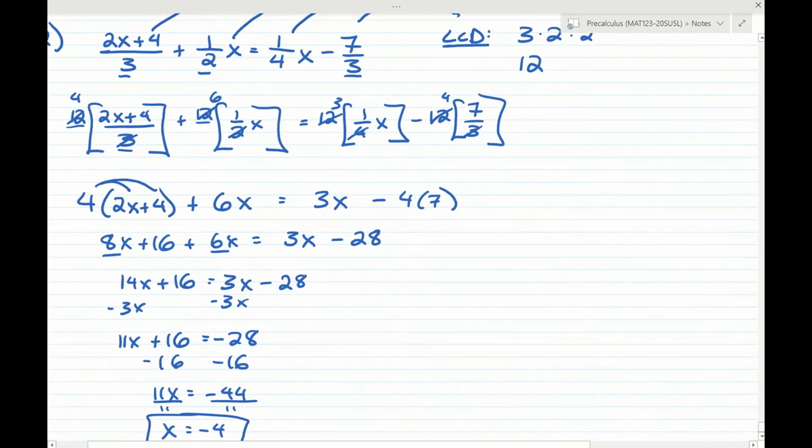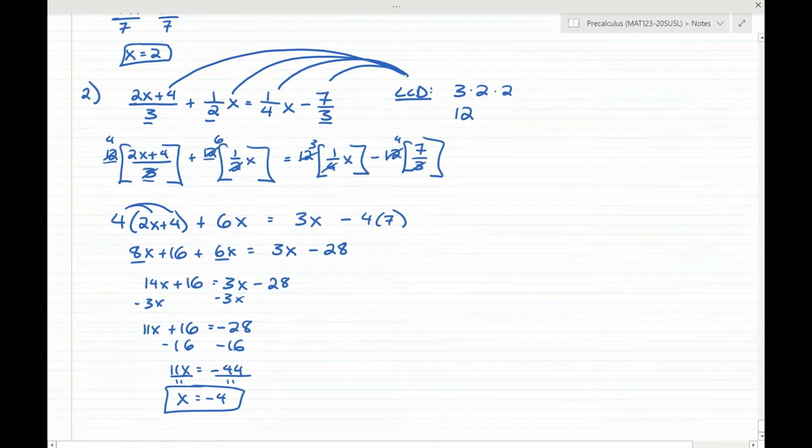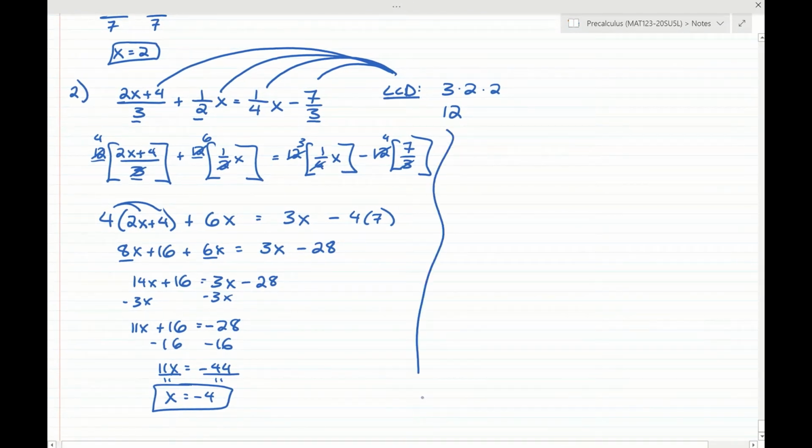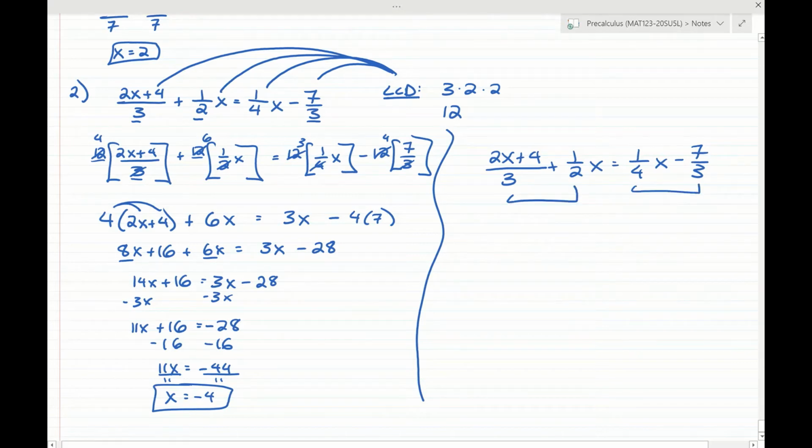Something else we could have done, and you don't have to know the second technique, I just like showing alternate ways. Say if we had 2x plus 4 over 3 plus 1/2 x is equal to 1/4 x minus 7/3. One thing that people do is they get a common denominator on each side. So on the left side it would be 6. We'd multiply top and bottom here by 2, top and bottom here by 3.